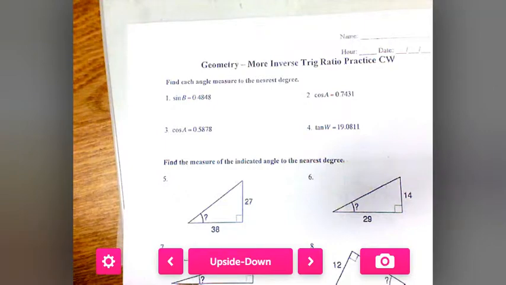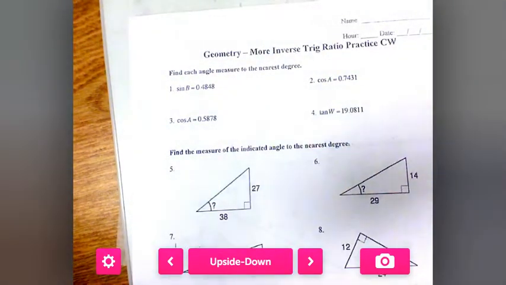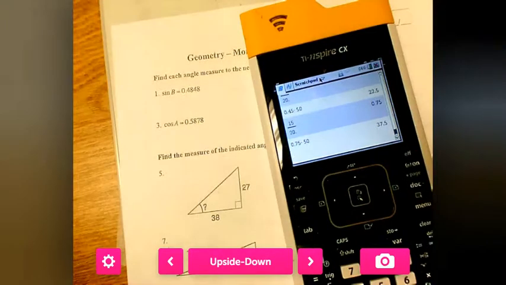Okay, we're looking at more inverse, so this is just more of what we were doing yesterday. I do want to start with the top. So what we're doing at the top is literally we're just going to a calculator page. And again, you could put this in your phone calculator as well.